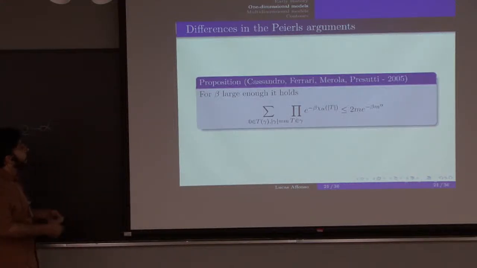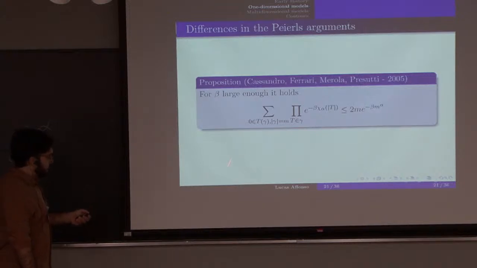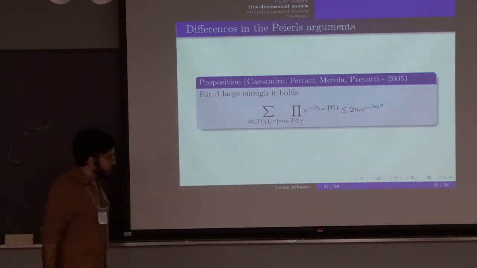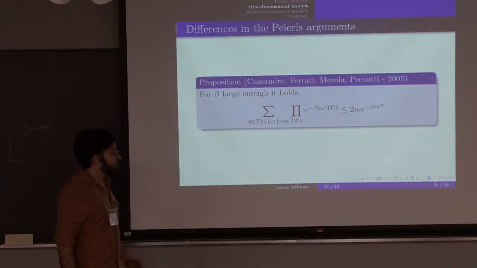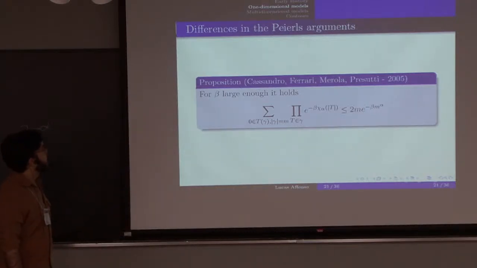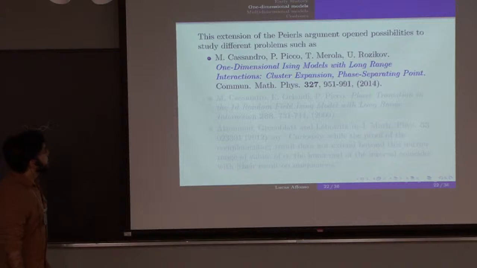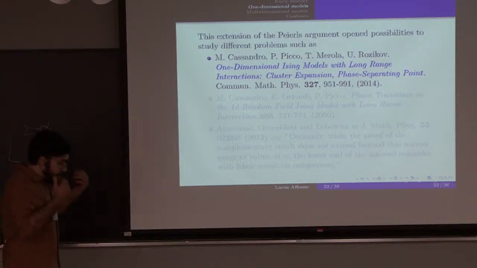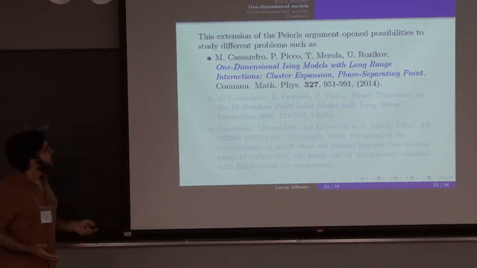And also what they do for the entropy now: what they need to do is control this quantity right here that has an interpretation of entropy, and with this you can finally show the Peierls argument in one dimension. And what happened is that with their extension of the Peierls argument, they opened many possibilities to study different problems.